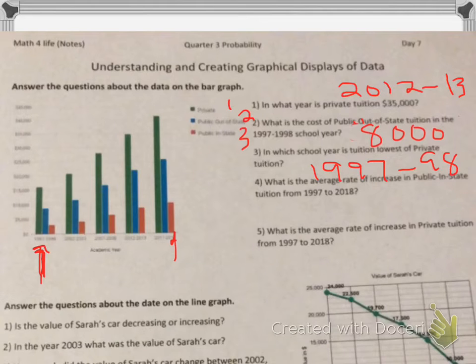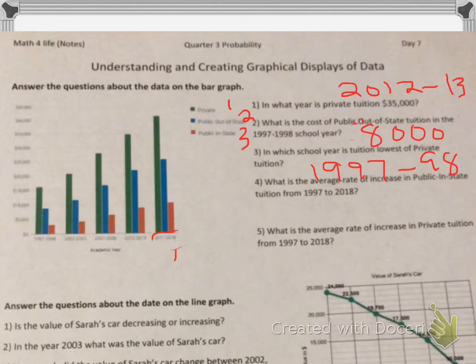So what I want to do is look and see what the tuition was here and what the tuition was here. I'm going to subtract those values, and then I'm going to do the same thing with the years. So take the year from here and the year from here and subtract those. The slope is what we're finding, the average rate of change, or how much it changed per year from here to there. So that's kind of what we're looking at doing here.